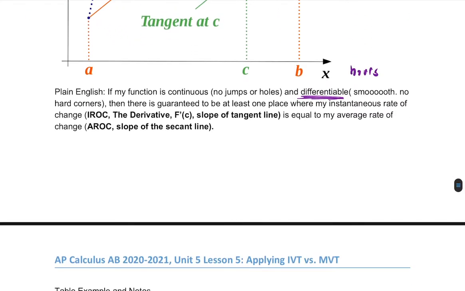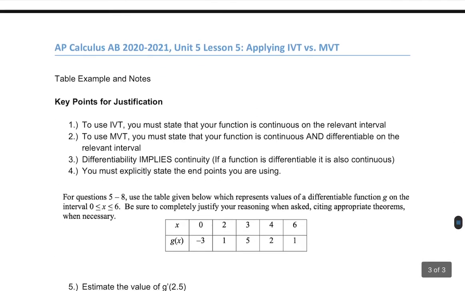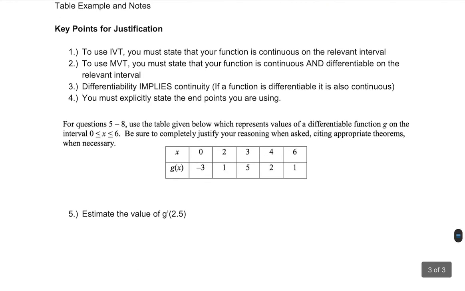Let's see how those would be applied. This is going to be the real nuts and bolts of it and key points to remember. First, the justifications. To use the intermediate value theorem, you must say that the function is continuous. And on the AP exam, it's kind of silly. They'll tell you it's continuous, and then you have to say it back to them to basically say you know why you can apply the intermediate value theorem. If you're applying the mean value theorem, you have to say it's continuous and differentiable.